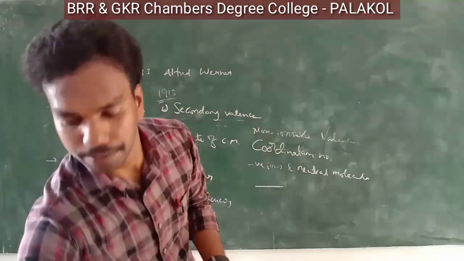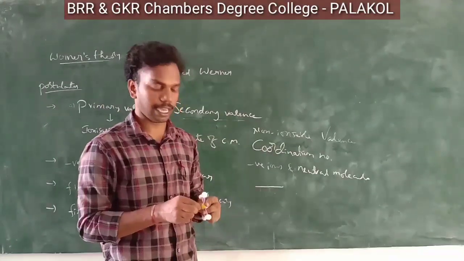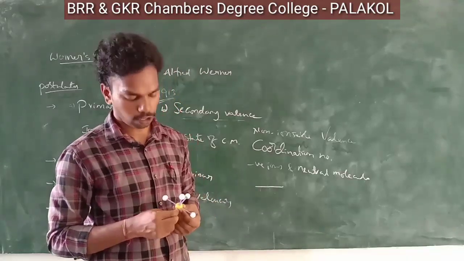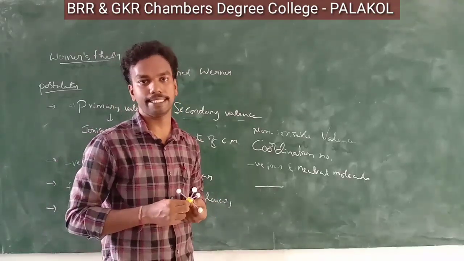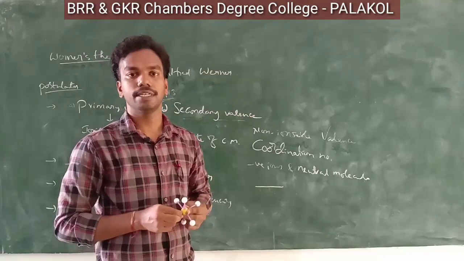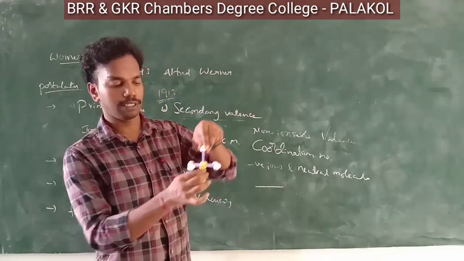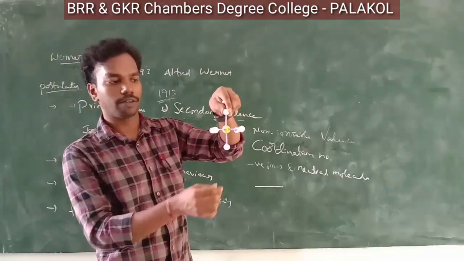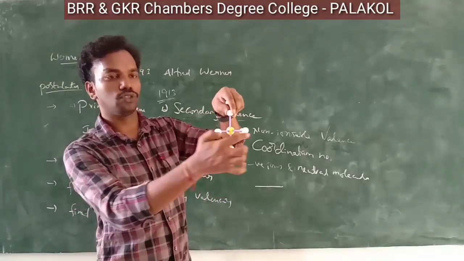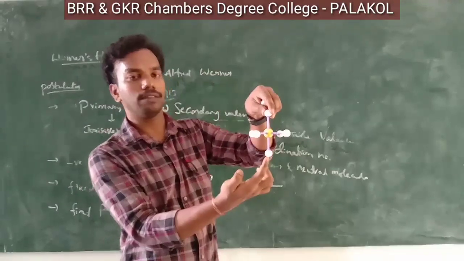If you have 6 ligands around the central atom, the structure is octahedral. Octa means 8, hedral means faces. That means the structure has 8 trigonal faces. If you see, this is the structure of an octahedral. Here we have 6 ligands: 1, 2, 3, 4, 5, 6.